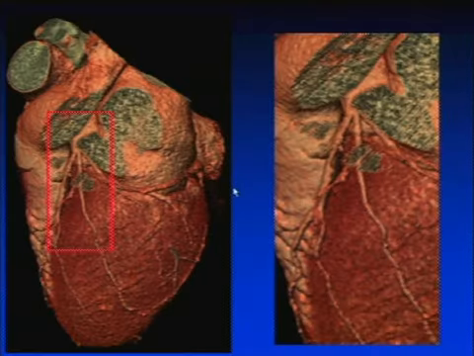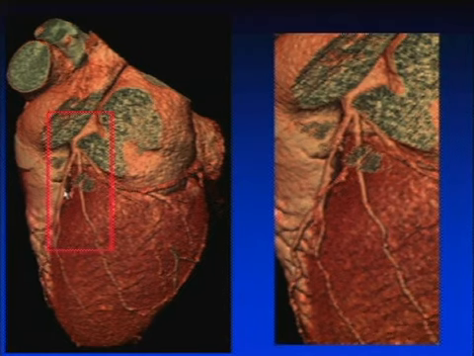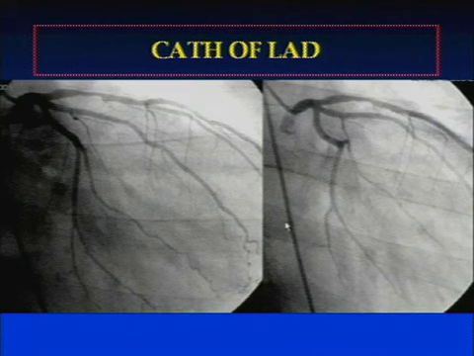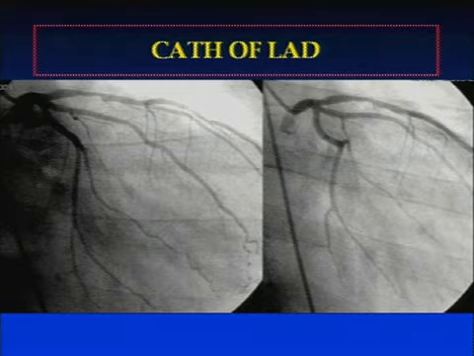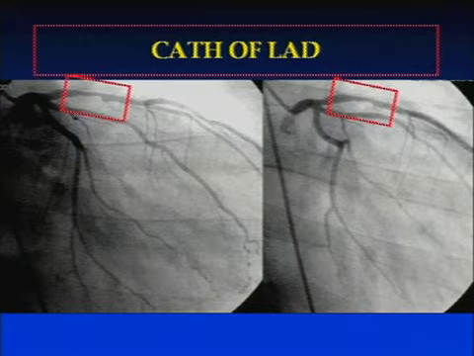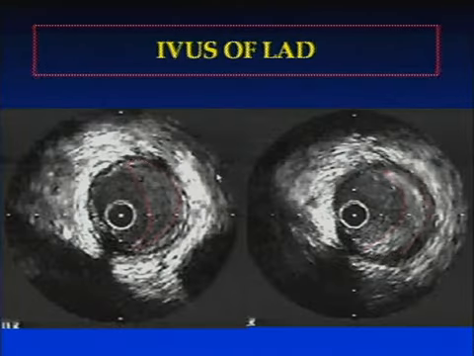This is a volume rendered image, again showing the narrowing here in the proximal LAD. And this is the catheterization image, again showing the very nice correlation, the narrowing here in the proximal LAD. And this is this patient's IVUS, again showing the eccentric plaque along the proximal LAD.